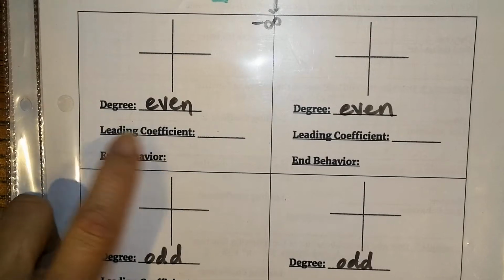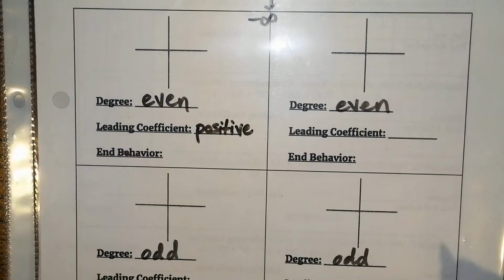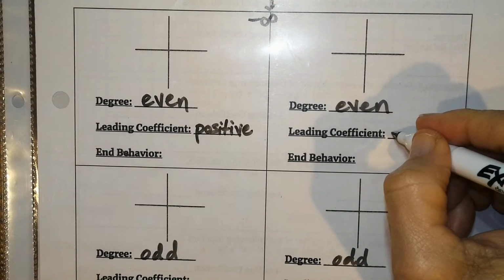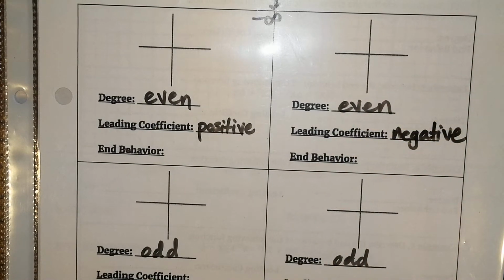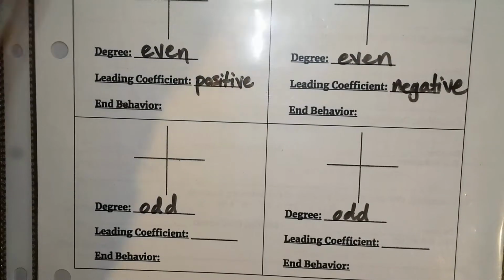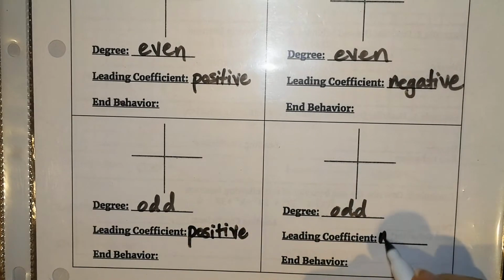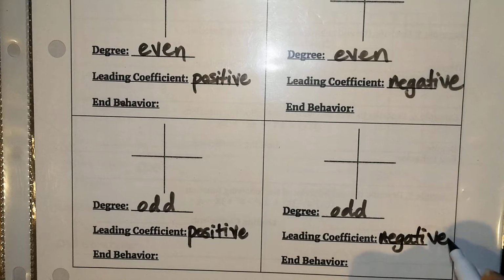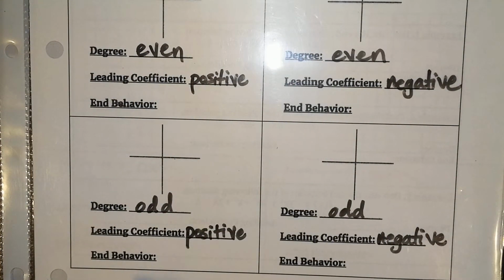So if I have a leading coefficient that is positive, that's one situation. And if I have a negative, that's another situation. Same thing for the odds. We can either have a positive coefficient or a negative. So as you're doing this, leave some space for some sketches. And I'm going to put up some sketches here about what it might look like.